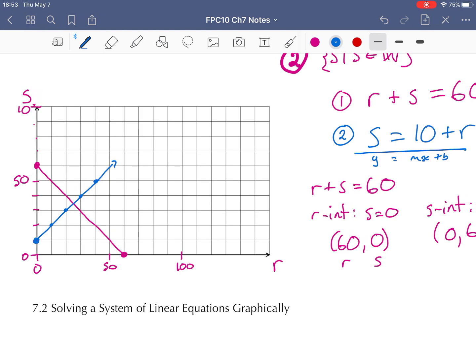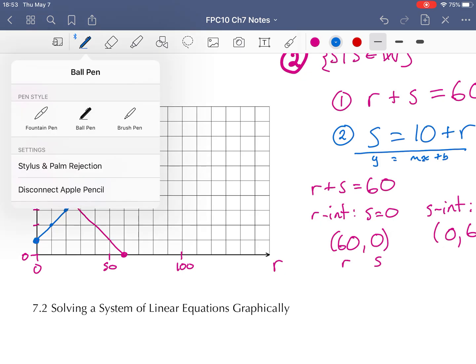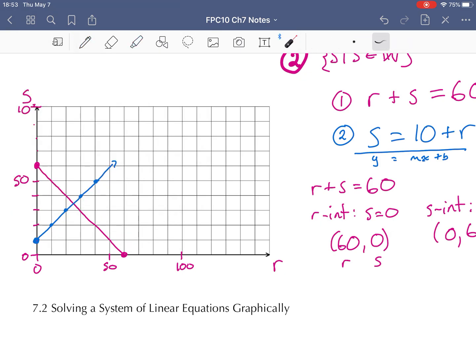Let's find the point on R and S where these two graphs intersect. We can see the point of intersection right there. Again, this does not lie directly on a given point on the graph, so we have to interpolate a little bit. On my R-axis, how many he received, I've got him receiving 25. On my S-axis, I've got him sending 35.